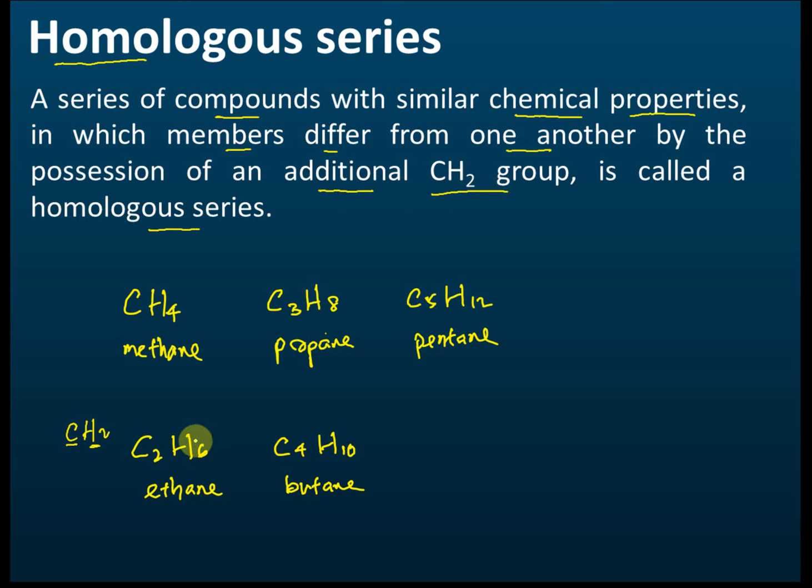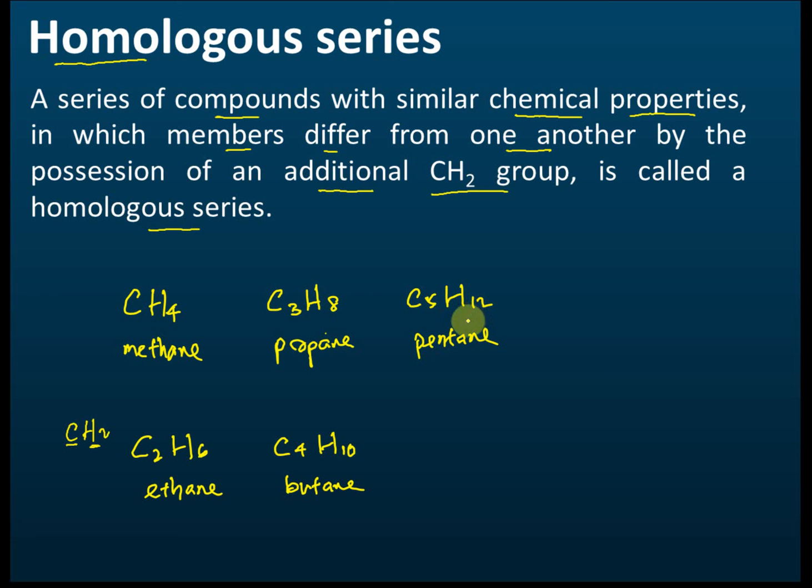Then let's compare ethane with propane. Propane is C3H8. The difference is also a CH2. This one has an extra 1 carbon and 2 hydrogens. If we compare propane with butane, it's also the same: butane has an extra 1 carbon and 2 hydrogens. And for butane and pentane, it's also the same: an extra 1 carbon and 2 hydrogens.